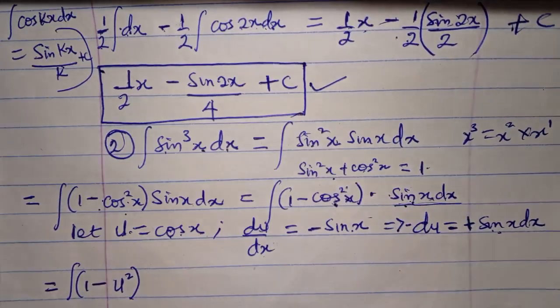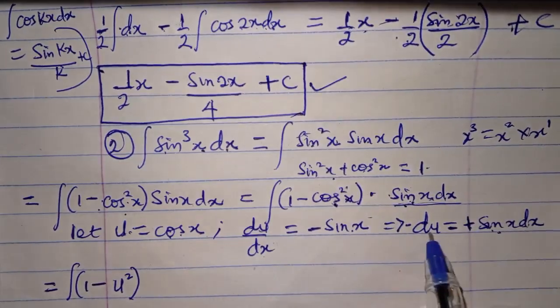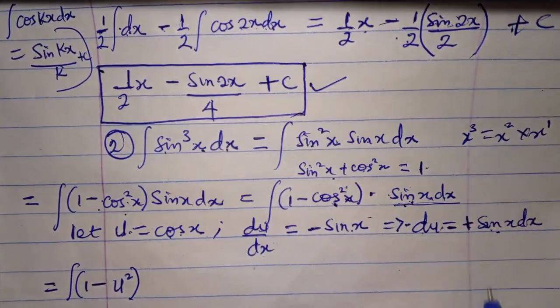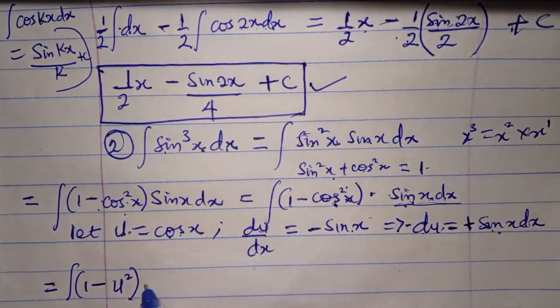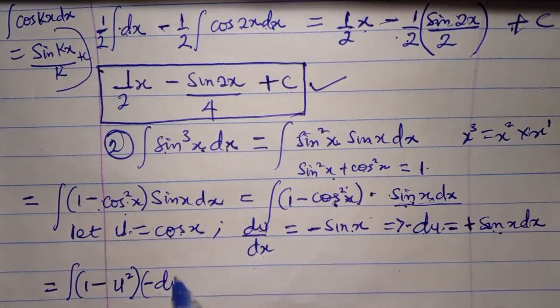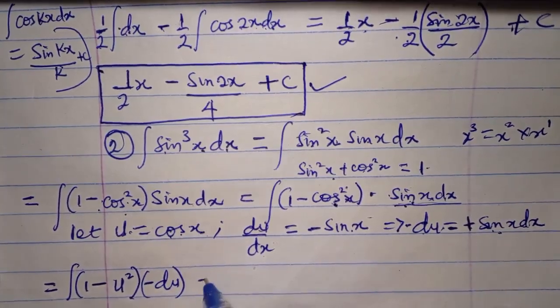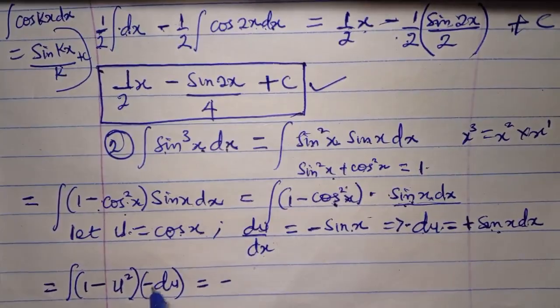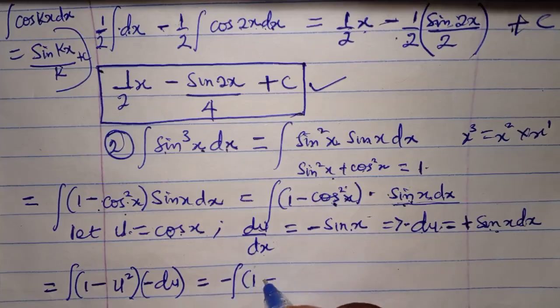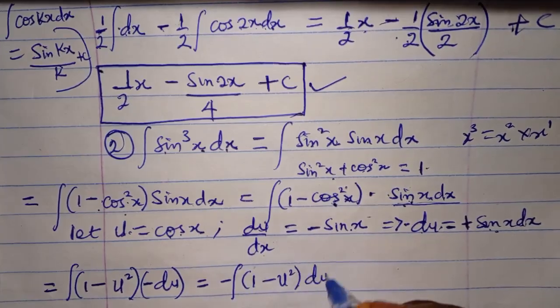Okay, what is sin x dx? Sin x dx is minus du, right? So minus du times minus u squared, which is the same thing as saying this minus can come out. We have the minus in front of the integral of 1 minus u squared du.